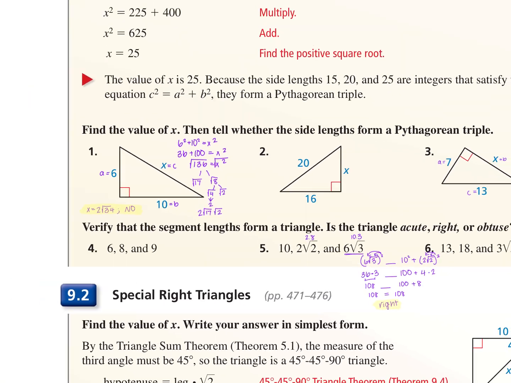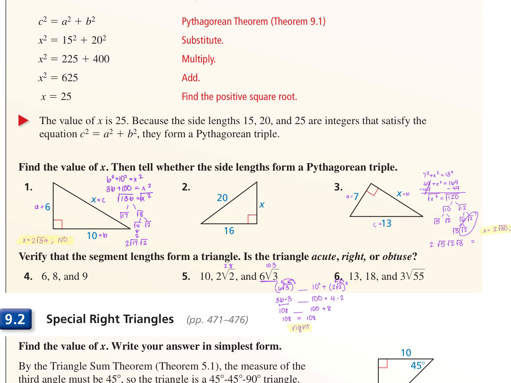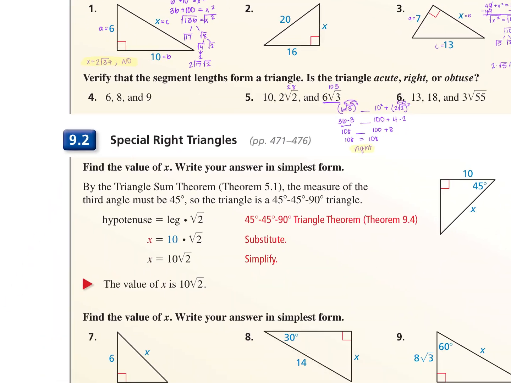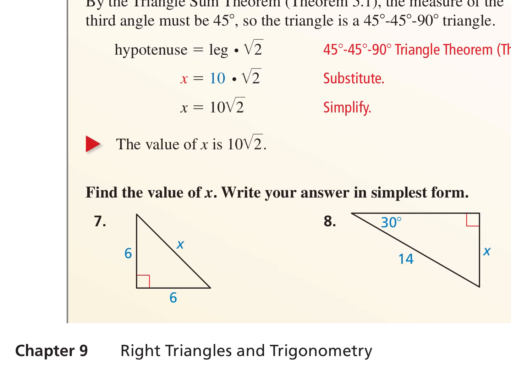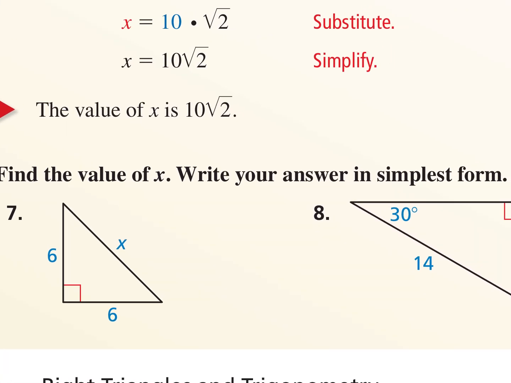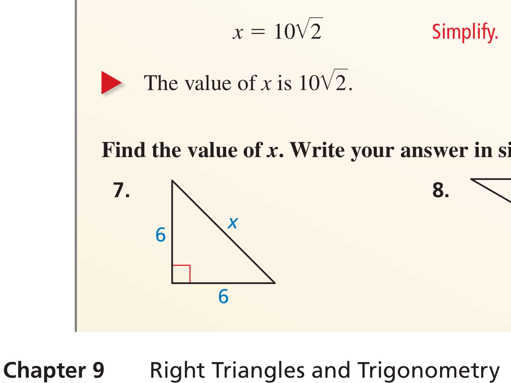All right, any questions on 9-1? Okay, let's go ahead and go to 9-2. It says find the value of x, write your answer in simplest form. So looking at this, I need to solve for x. Okay, a couple ways you can solve this. Because it is a right triangle, you can solve for your hypotenuse.